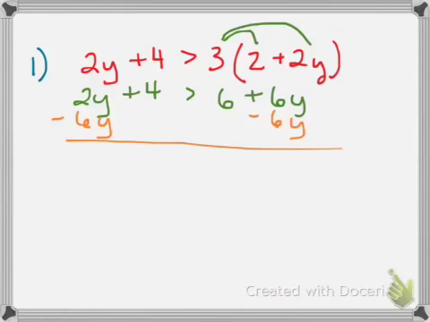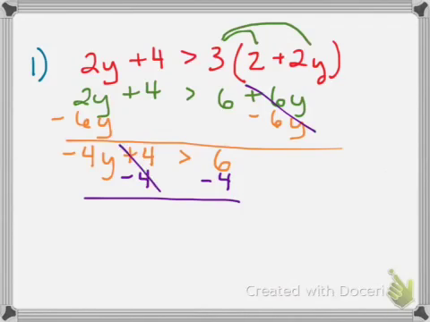On the left side, I know that 2y minus 6y is negative 4y, because 2 minus 6 is negative 4, and I'll just keep my y. Then I add 4, bring down my inequality symbol. On the right side, I just have 6 remaining, because these cancel out. So now I have my two-step inequality, so I'll subtract 4 from both sides. And then I'm going to bring down my negative 4y.